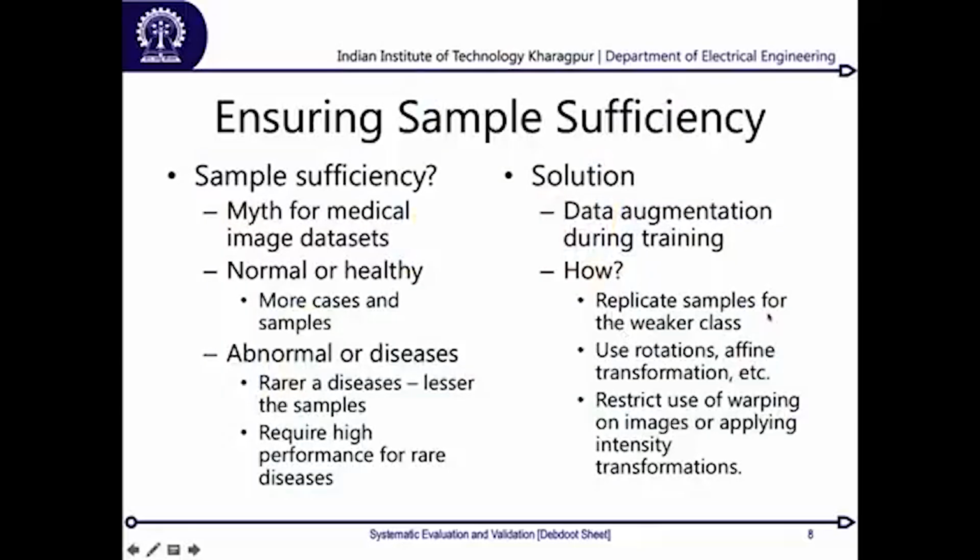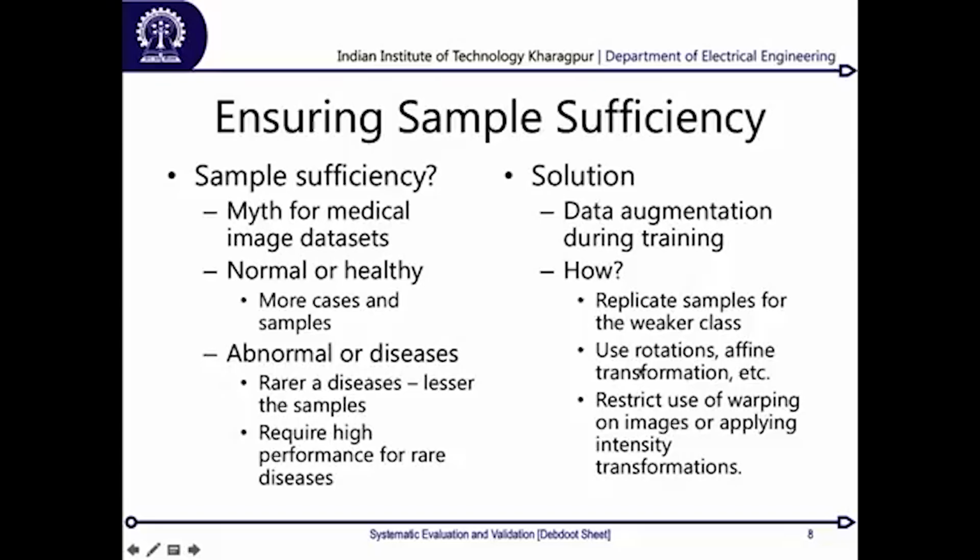First and foremost, you need to replicate samples for the weaker class, okay. Replicating samples is not going to solve your problem, because in the bias variance space, you will still have a much lower variance. You are not going to increase the variance, you are just compensating for the bias by replicating samples. In order to compensate for the variance as well, you can introduce some rotation and affine transformations, which is you can do a bit of skewing, scaling, or you can rotate the lesions or image appearances a bit within a certain tolerance limit.